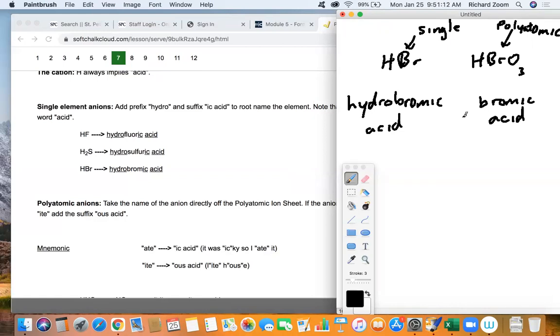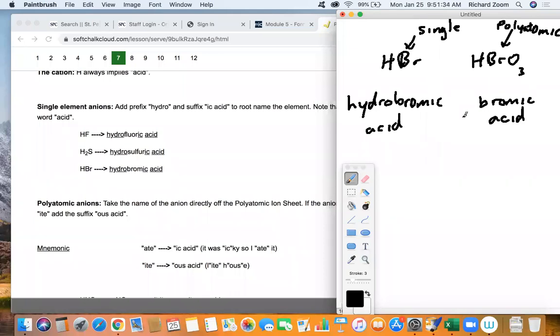Does anybody have any questions? This is why it's important. I'm just telling you why it's important that we distinguish between the names, why we have different kinds of naming. And the hydro is telling you it's a single element anion. That's all.